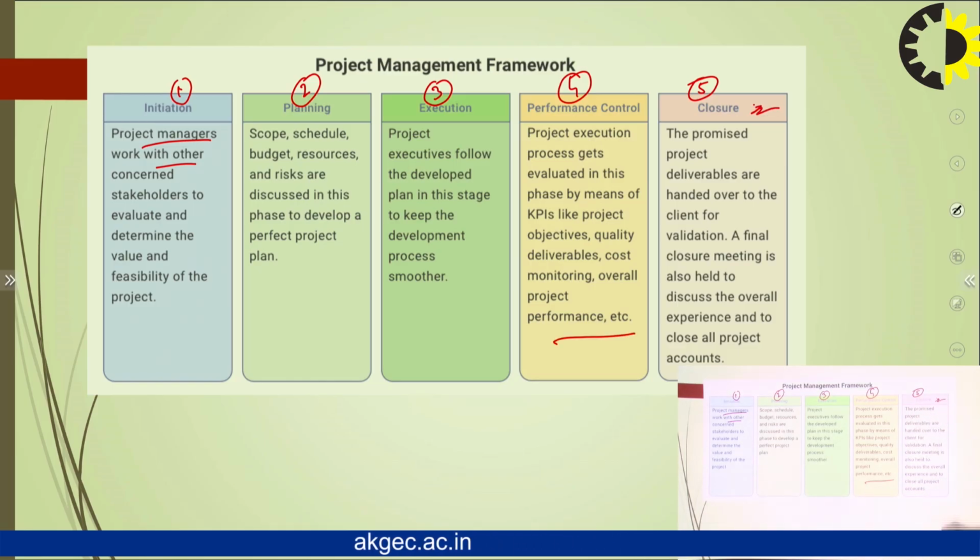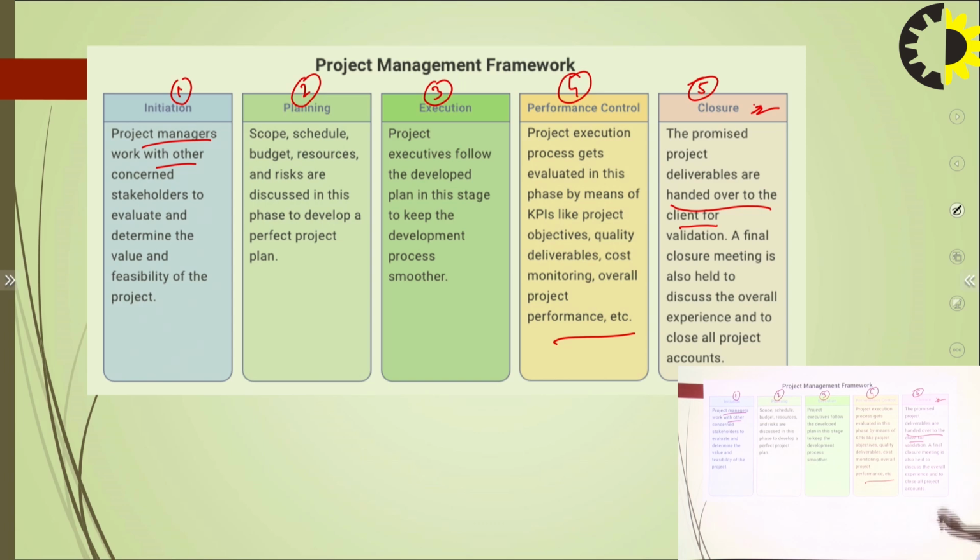The last is closure. Closure means the promised project deliverable is handed over to the client. So this one is the delivery part. We deliver to the client, and the client gives feedback or validates whether this is correct or not according to the customer's need. A final closure meeting is also held to discuss the overall experience and close all project accounts. So this one is the closure part.